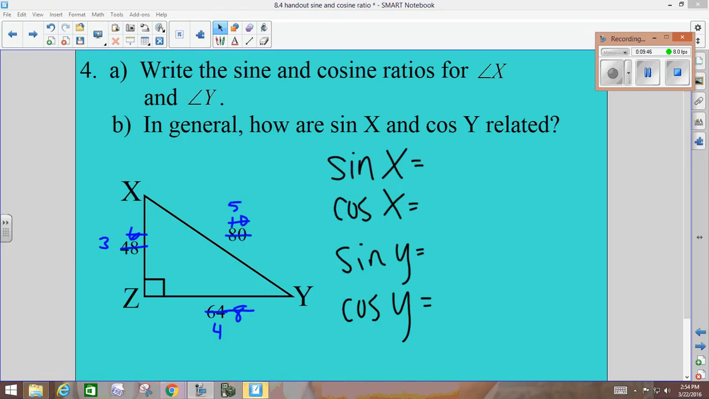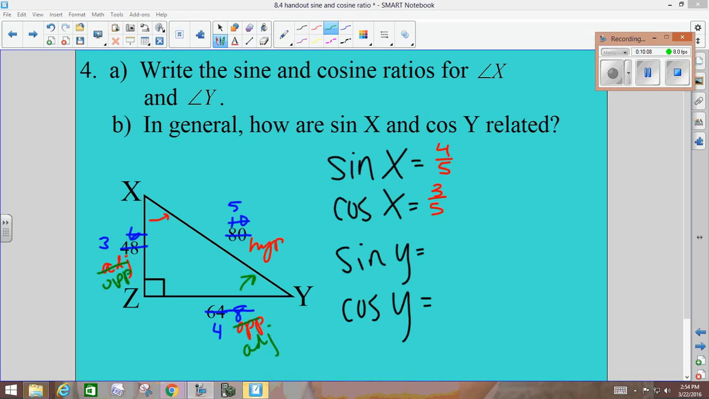So when I go to do the sine of x, sine is opposite over hypotenuse. You should have 4/5. Cosine of x, adjacent over hypotenuse, you should have 3/5. Then for y, your opposite and adjacent switch. So the sine of y is going to be 3/5, and the cosine of y will be 4/5. Sorry, here, let me see that. Okay, so you can reduce first, or you can reduce at the end.